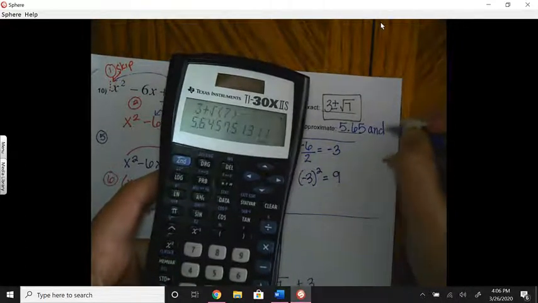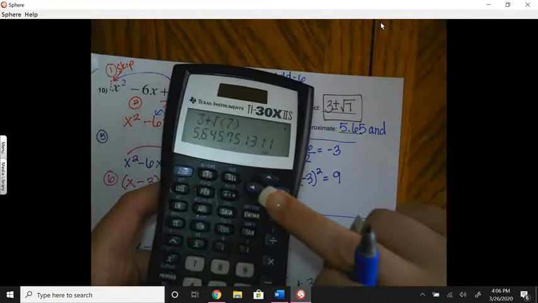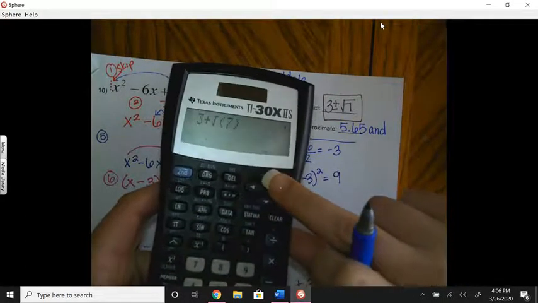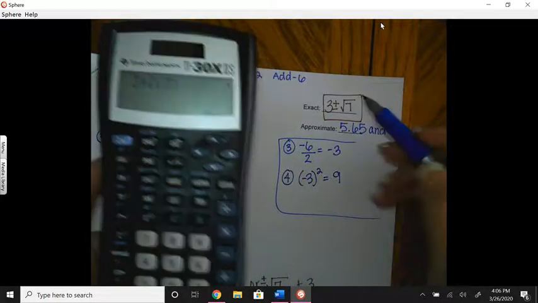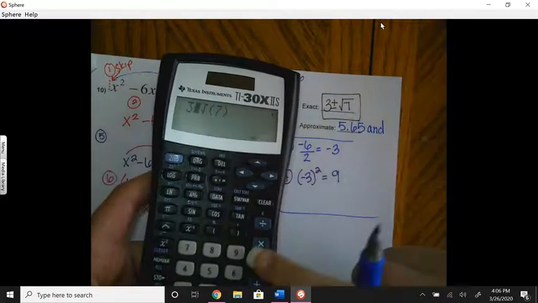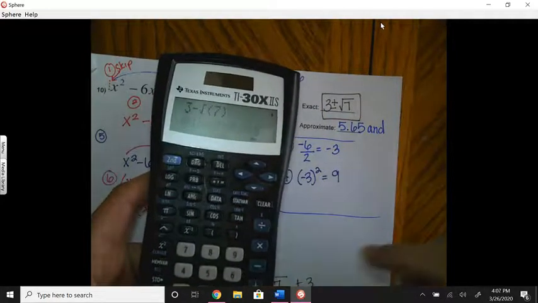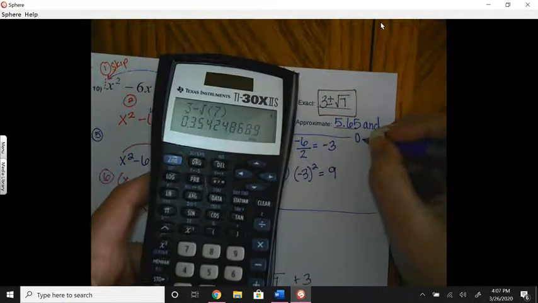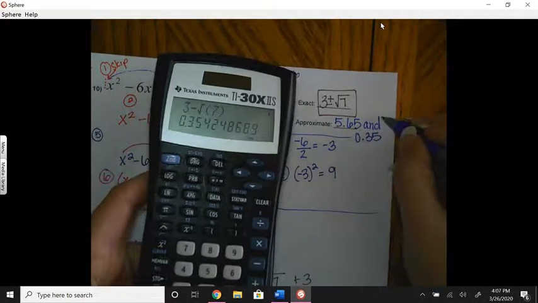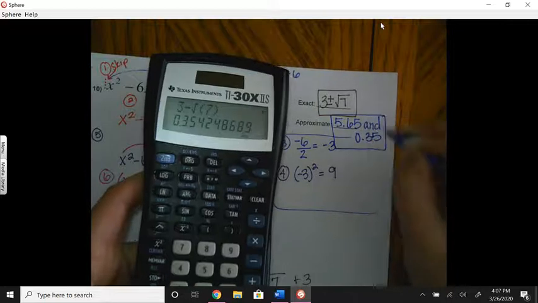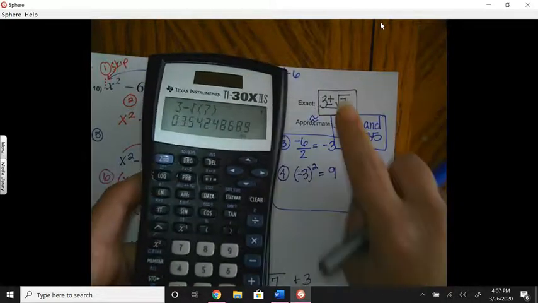And then we're going to do it again. And if you have one of these calculators, you can just click up and change the plus now to the minus sign right here. 0.35. So those are 2 answers as an approximate, what this is about.